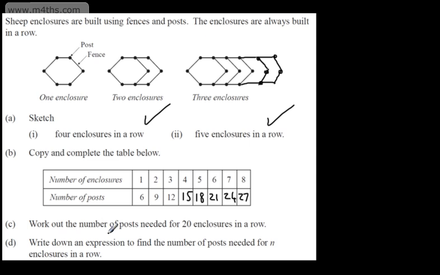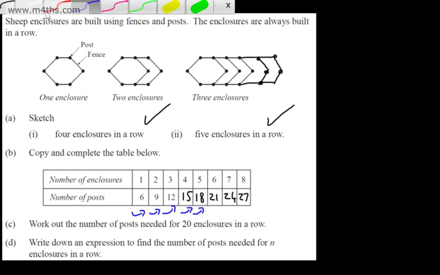So in part D, we're asked to write down an expression to find the number of posts needed for n enclosures in a row. And this is why I like the table in the previous questions. What we can see now is that this is going up by 3 each time. So we've got a common difference, so it's linear or arithmetic. So what I can certainly say now is the following.